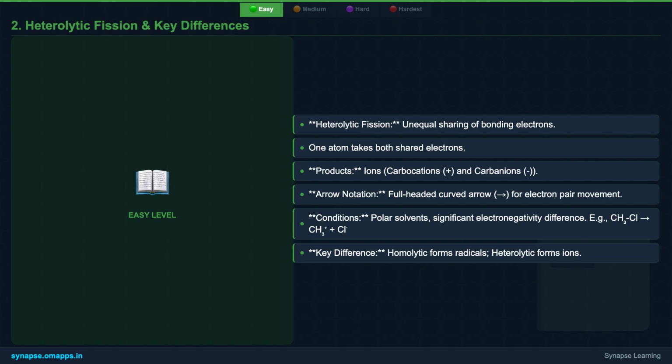Heterolytic fission is usually favored in polar solvents, which can stabilize the resulting ions, and when there's a big difference in electronegativity between the bonded atoms. For instance, a carbon-chlorine bond can break heterolytically to form a carbocation and a chloride ion. Understanding these two types of fission is the first step to unlocking reaction mechanisms.